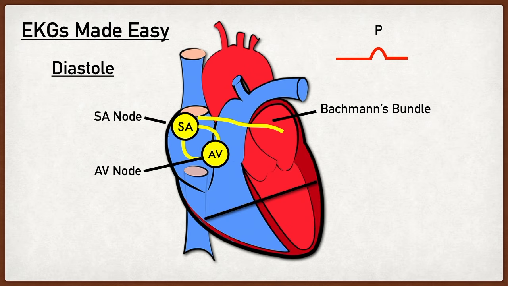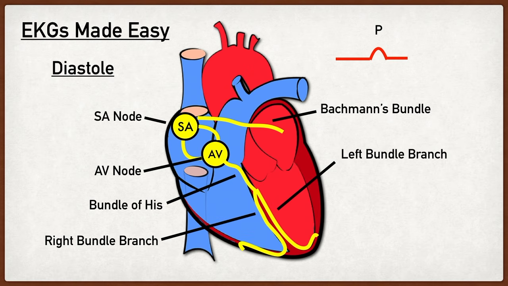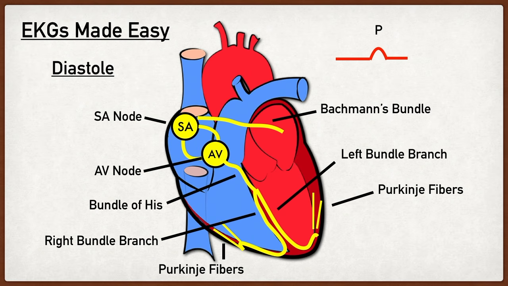The action potential will then work its way down to the ventricles, and it will do so by exiting the AV node, traveling through the bundle of His, through the right and left bundle branches, and ending in the Purkinje fibers. While the action potential is traveling through this part of the conduction system, it's going to be depolarizing the ventricular myocytes, which will lead to ventricular contraction.